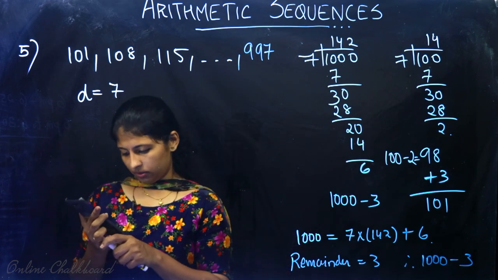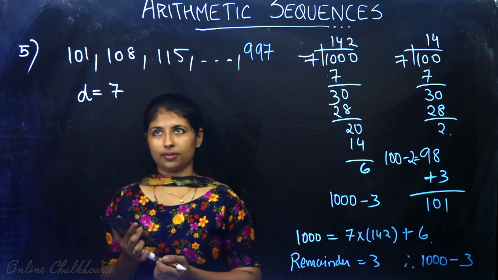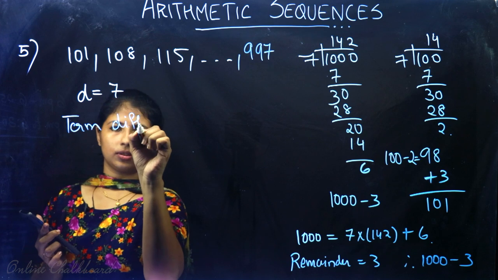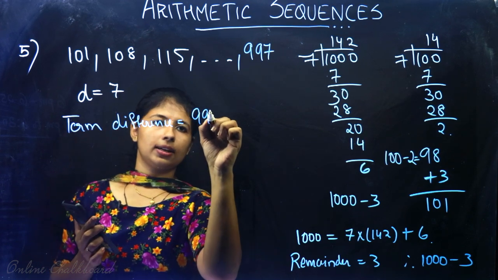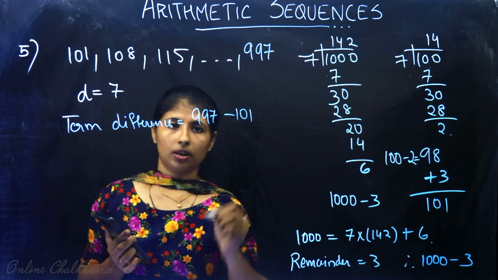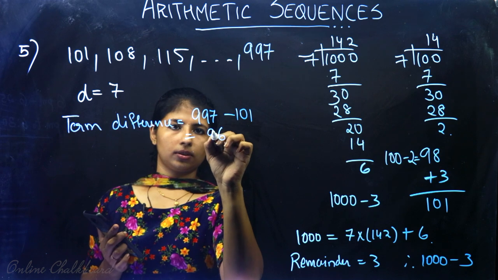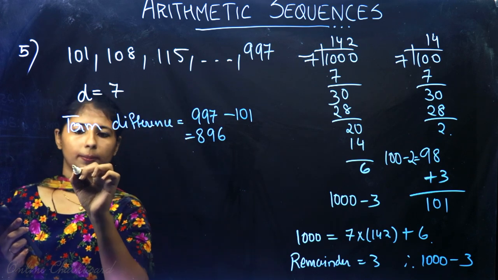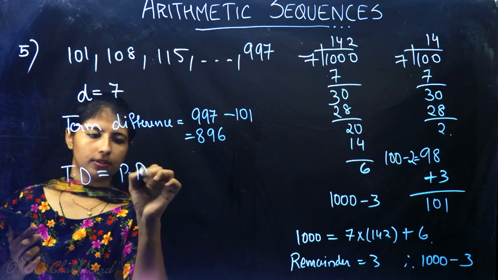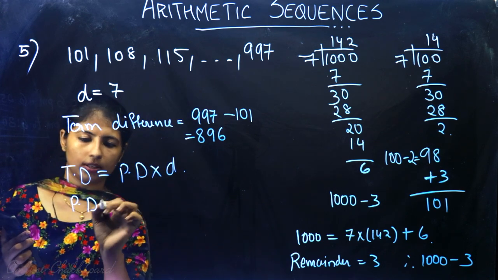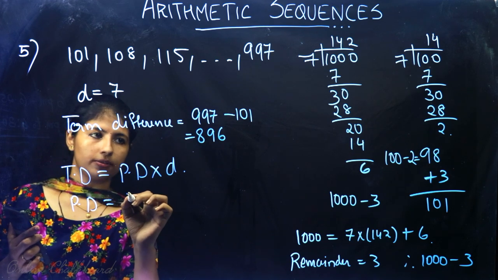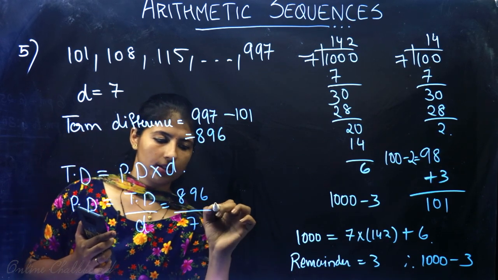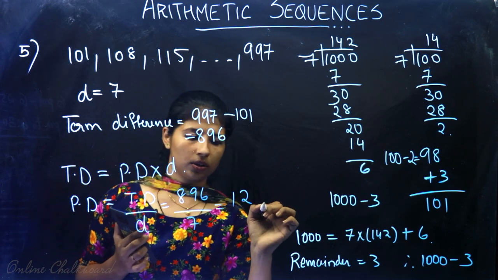Okay, now to find how many terms, we will look at the term difference. Term difference equals 997 minus 101, that is equal to 896. We use the formula: term difference equals position difference into common difference. So the position difference is term difference divided by common difference. 896 divided by 7 is equal to 128.